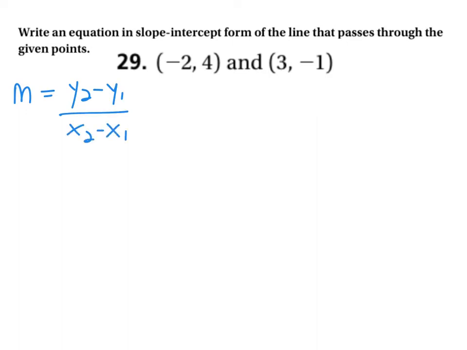So let's identify y2, y1, x2, x1. So let's call this point number 1. If this is point number 1, then this is the x-coordinate of point number 1 and the y-coordinate of point number 1. If this is point number 2, and it doesn't matter which one you choose for point number 1 and which you choose for point number 2, it's still going to work out to be the exact same number no matter what.